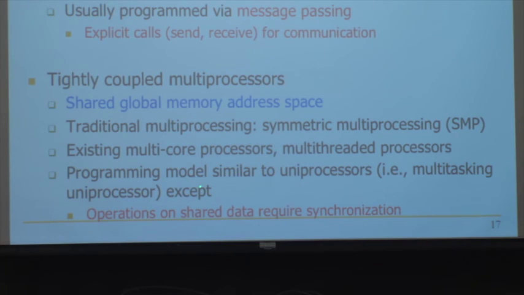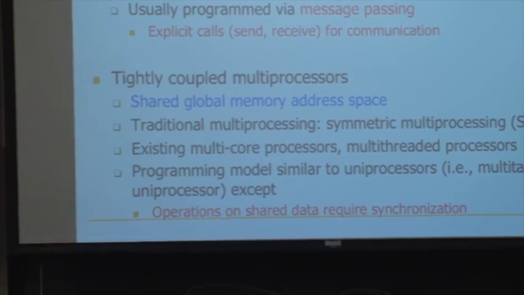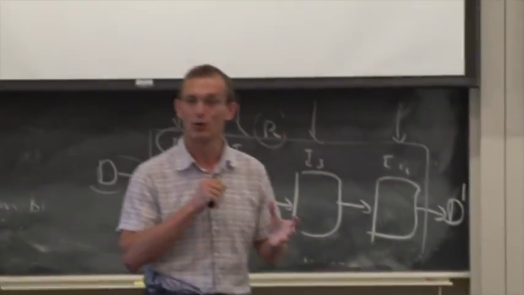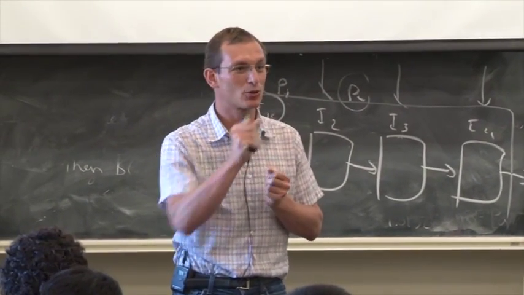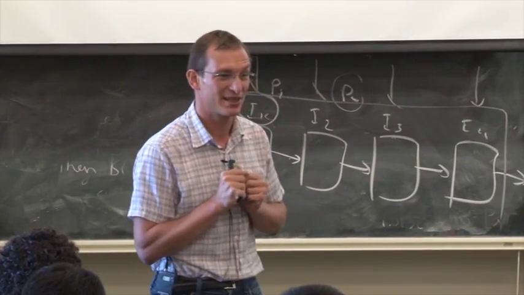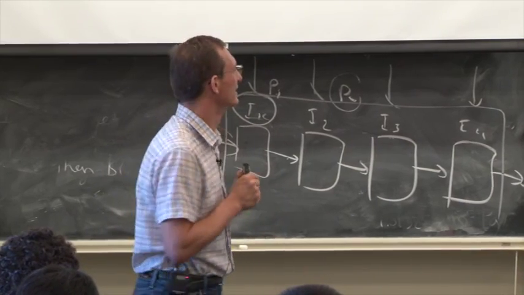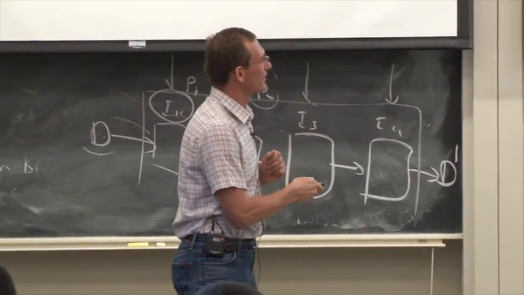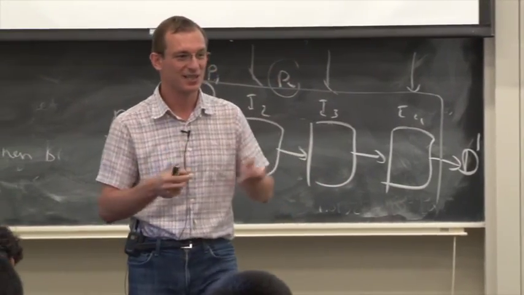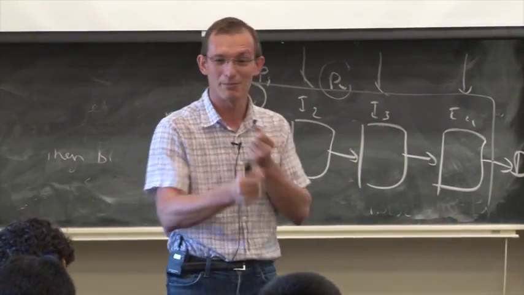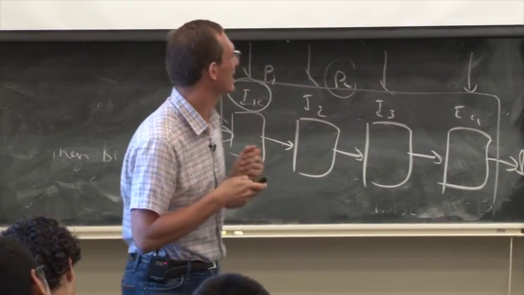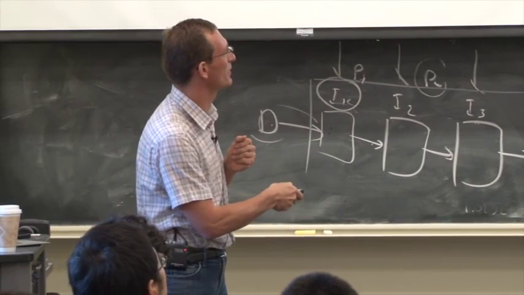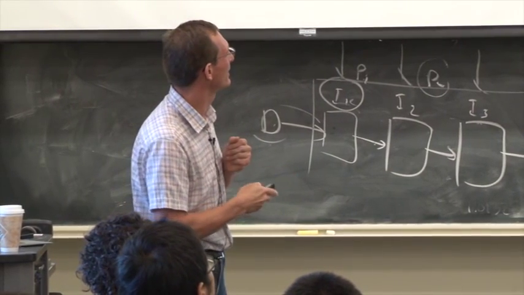In this case, the programming model is similar to uniprocessors, right? You have a single memory address space, and you do loads and stores. When the tasks communicate with each other, they can store to a location that's visible to every other task, every other processor, right? Except when there are operations on shared data. Let's say you have two processors that are accessing the same memory location. Somehow you need to synchronize between them. That's the difference between this programming model and this programming model. But we'll get to this.